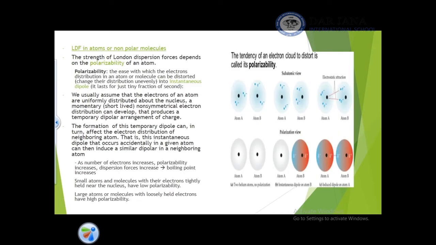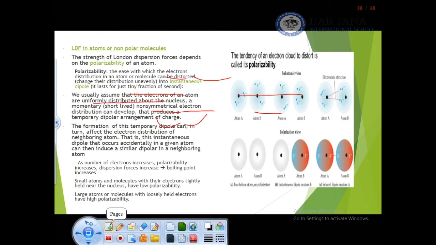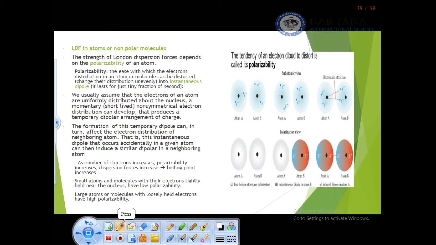Concerning LDF in atoms or non-polar molecules, what is the meaning of it? The strength of London dispersion forces depends on the polarizability of an atom. Polarizability is when the electron distribution in an atom or a molecule can be distorted. It means changing their distribution unevenly into an instantaneous dipole, which lasts just a tiny fraction of a second.